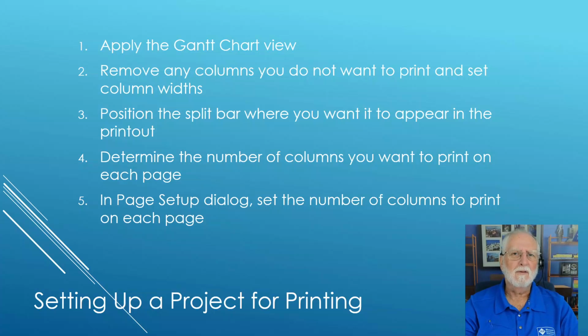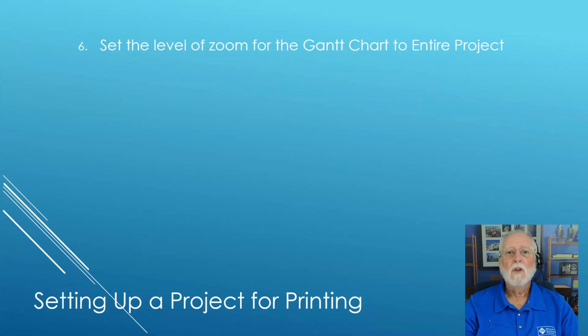Step 5, go to the Page Setup dialog and set the number of columns you do want to print on every page. Step 6, set the level of zoom for the Gantt chart screen to the option I recommend, which is Entire Project. That will dramatically reduce the number of pages that are printed.